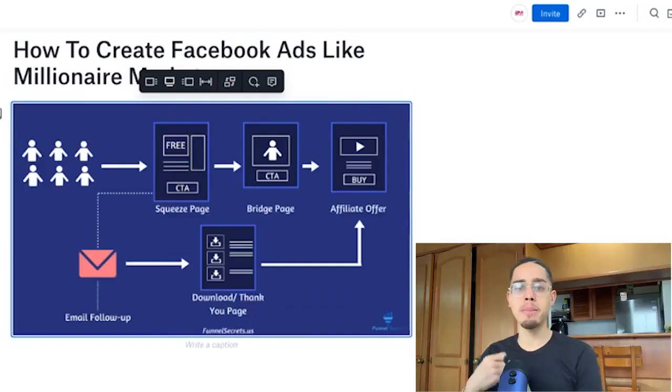So for example, let me actually reverse engineer. Let's just say the product that I'm selling is a weight loss program, right? What I might do is give them some sort of free PDF or free report showing them three ways that they can lose weight, right? Cool. So at that point, once I give them that free thing, they're going to become a lead.